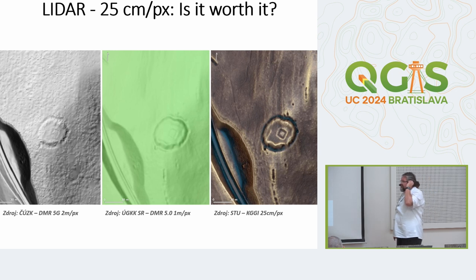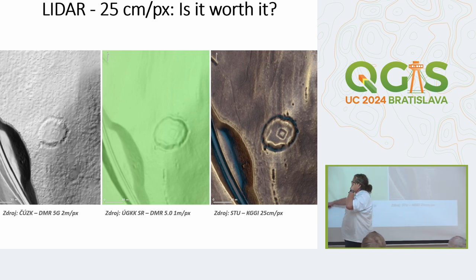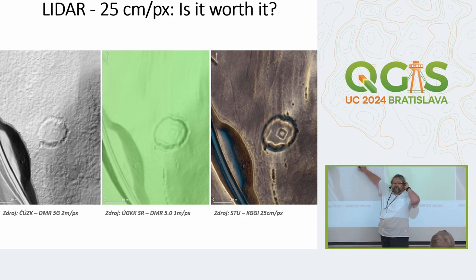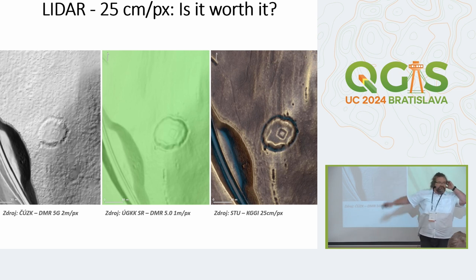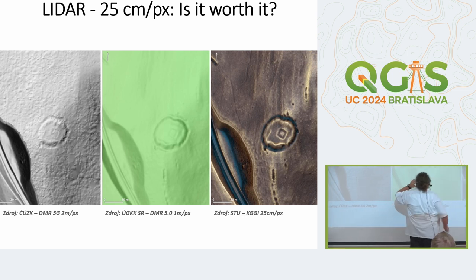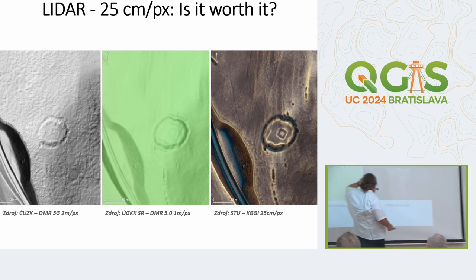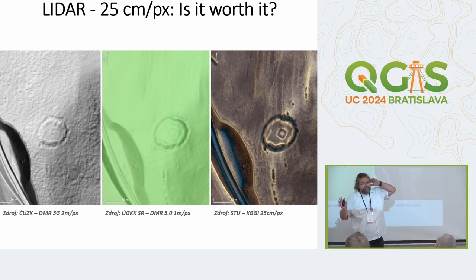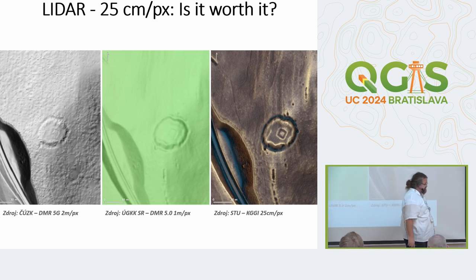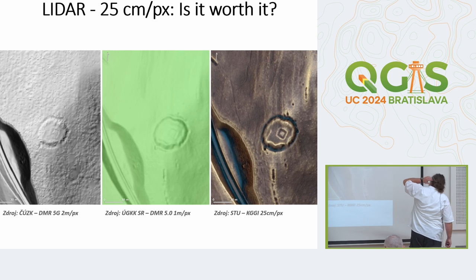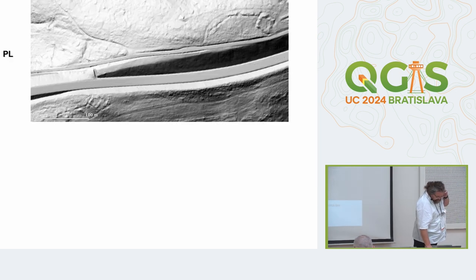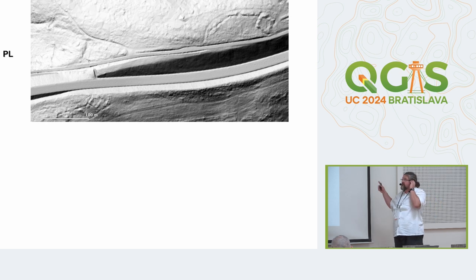For instance, we have an overlap with the Czech Republic in the LIDAR data. Here is one fortress from the Czech Republic on the Czech data. This is the visualization from our provider of the LIDAR data. And this is the same area with a very high resolution, 25 centimeters per pixel, and the integrated visualization. And the difference is pretty big. Also, another comparison is with Poland. Also, we have some overlaps at the border.